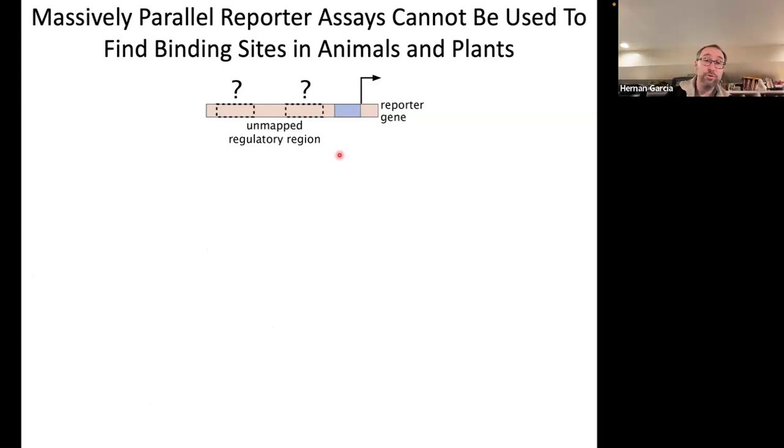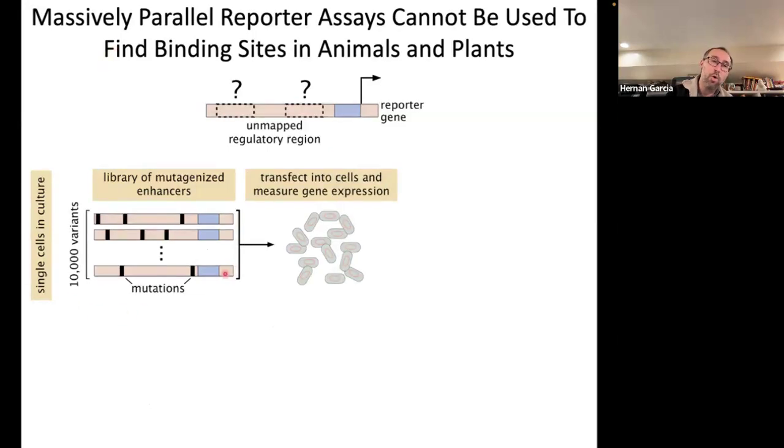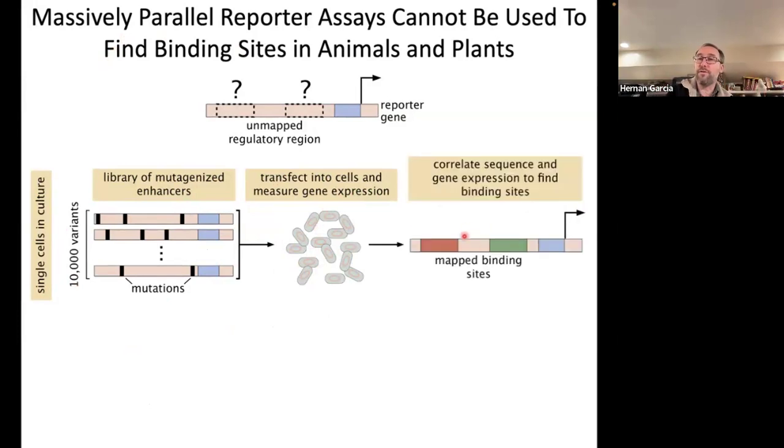And the first challenge we're trying to address is to find the binding sites. Okay, and so how do you find binding sites? If you were dealing with single cells, what you would do is generate a library of tens of thousands of variants, like you can pay a company to do this, put this in single cells, and then correlate the expression driven by those sequences with the sequence, and you can find binding sites.